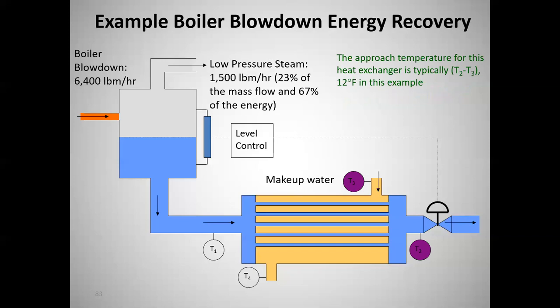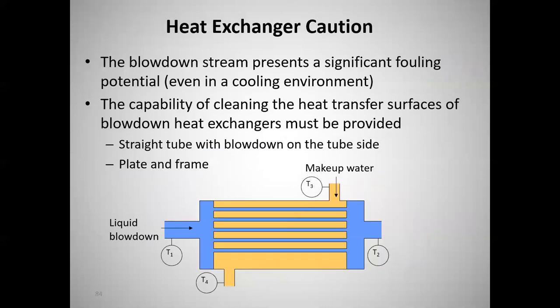This is pretty much the same. We added the approach. So T2 is the leaving. You know, when you size heat exchangers, you size them on an approach temperature. I guess this is the leaving blowdown water minus the entering makeup water, whatever. There are different definitions of approach.